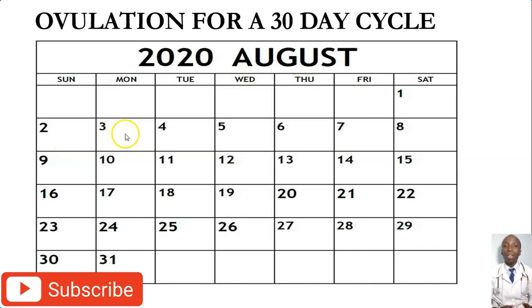So we shall say 1, 2, 3, 4, 5, 6, 7, 8, 9, 10, 11, 12, 13, 14. So the 14th day, which is going to be a Sunday, on 16th, the 14th day is your date of ovulation.